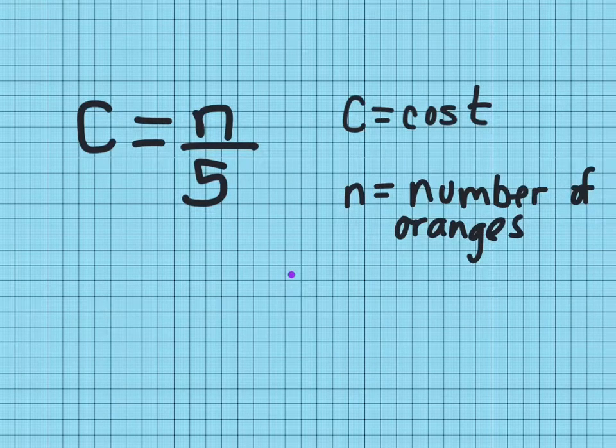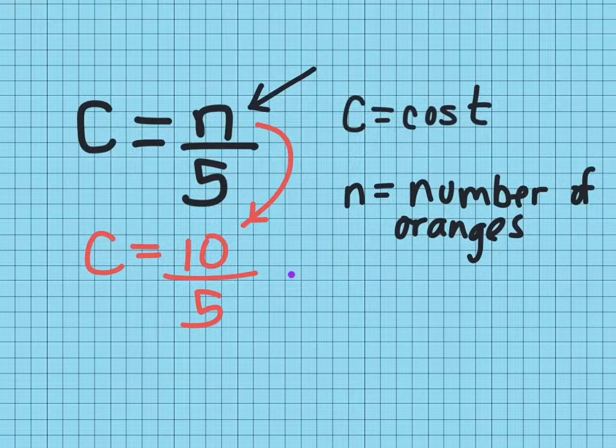You could also think about the cost, C, and the number of oranges, N, a little bit differently, like in this equation, but it still is the same proportional relationship. I have N, which is my number of oranges. So if I want to buy 10 oranges, I can substitute 10 in for N, divide by 5, and I get 2. So if I spend $2, I can get 10 oranges.